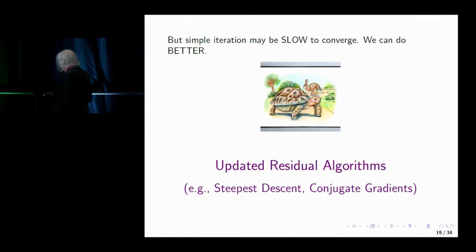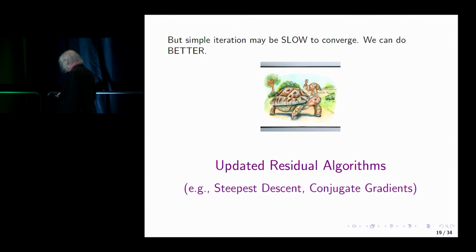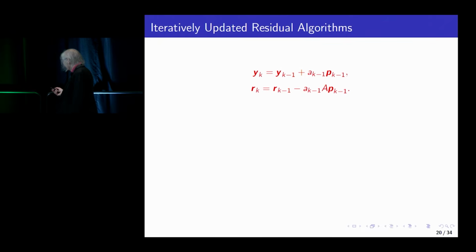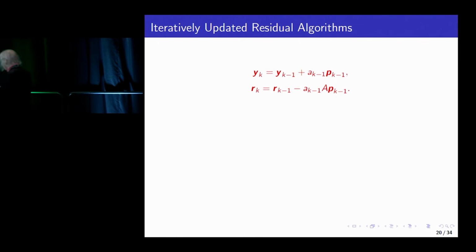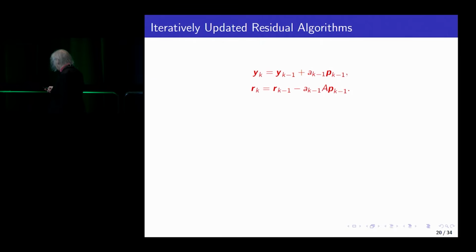Updated residual methods. Simple iteration may be slow to converge. We can do better. Updated residual algorithms like steepest descent and, more reasonably, conjugate gradients can do a lot better in many cases. These are methods where the iteration takes the form yk is yk minus 1 plus a coefficient ak minus 1 times some direction vector, which means that the residual b minus a times yk, or rk, is rk minus 1 minus ak minus 1 times a times pk minus 1.